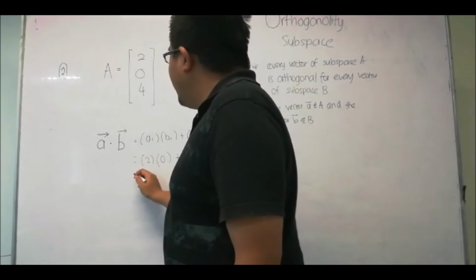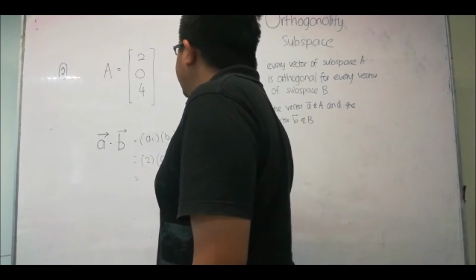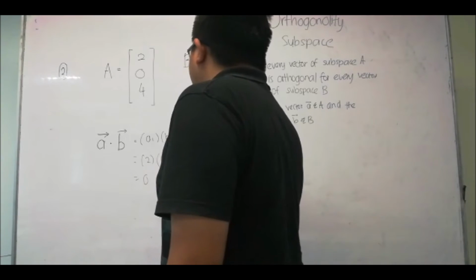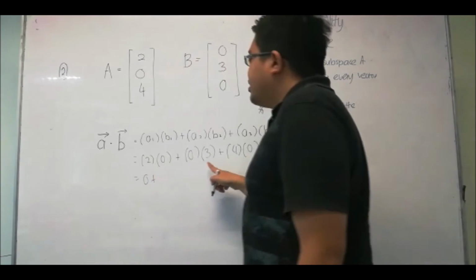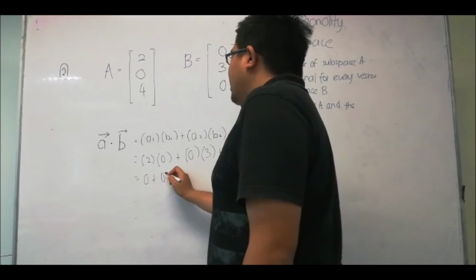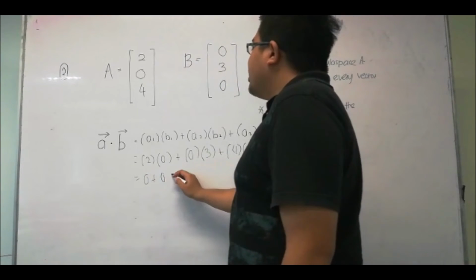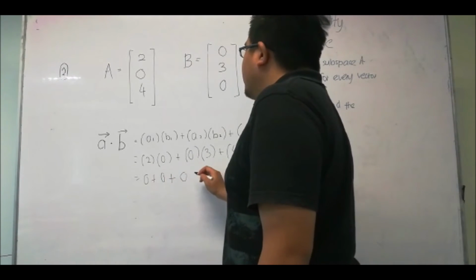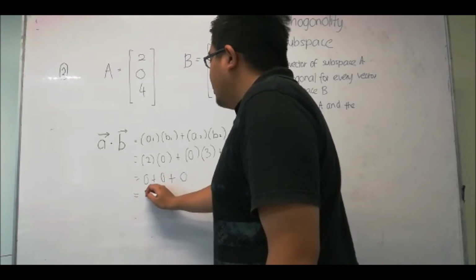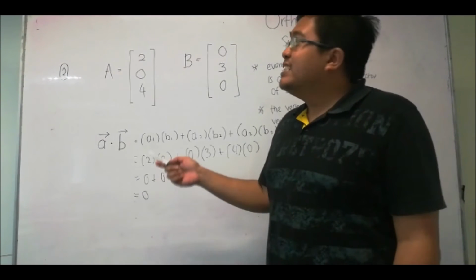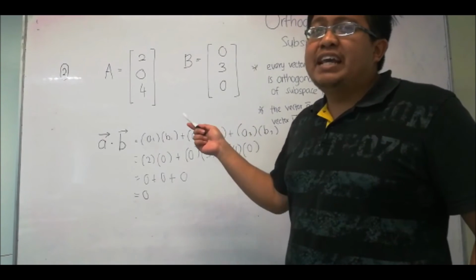So we calculate the value. 2 times 0 is equal to 0, plus 0 times 3 equal to 0, plus 4 times 0 is equal to 0, so the answer is equal to 0. Hence, subspace A and subspace B are orthogonal.